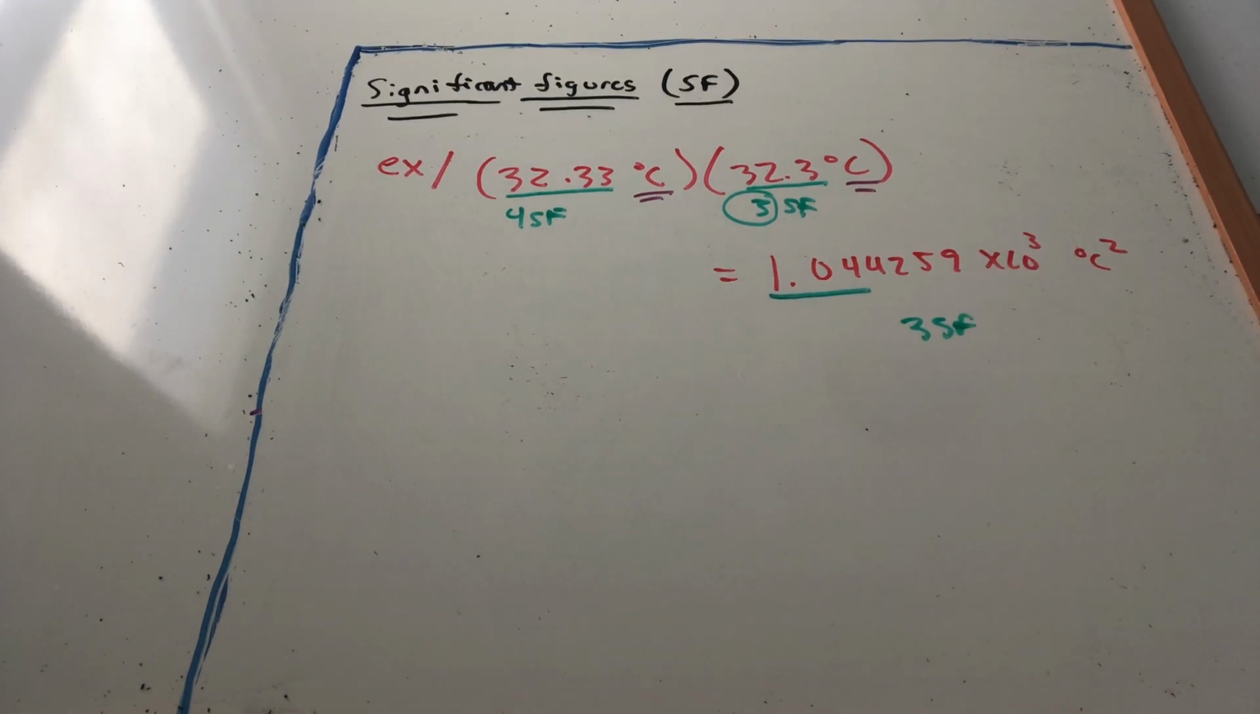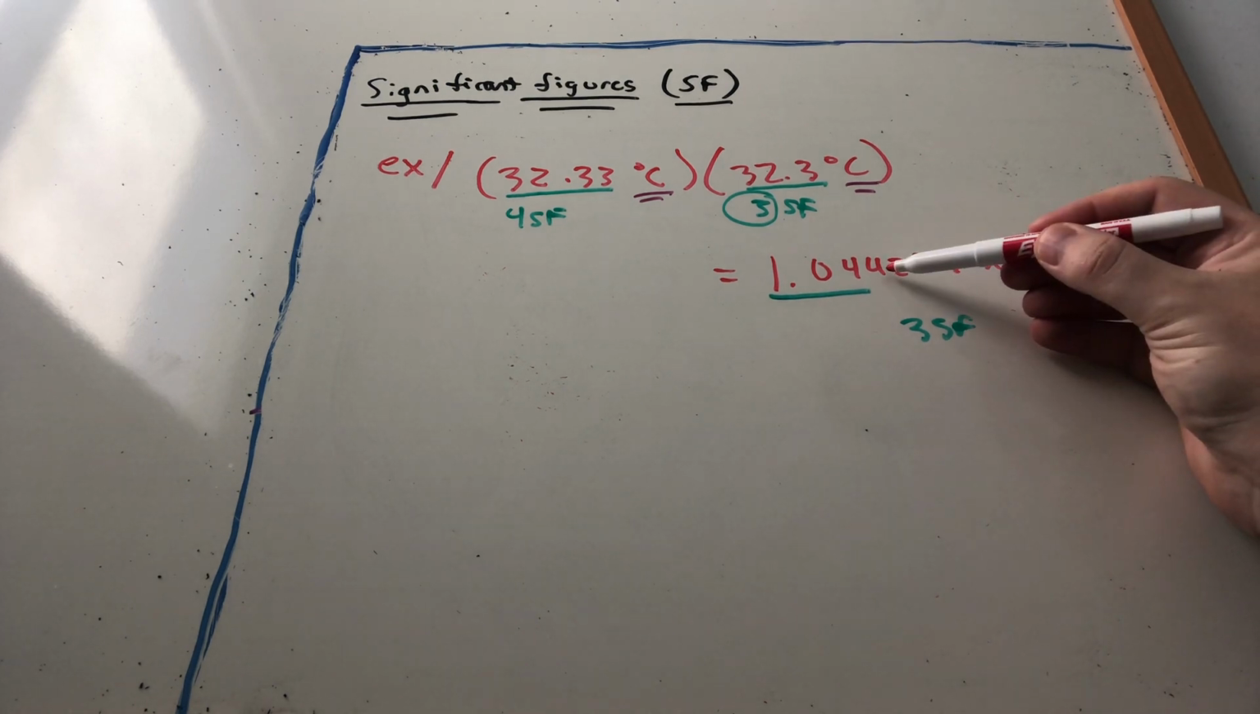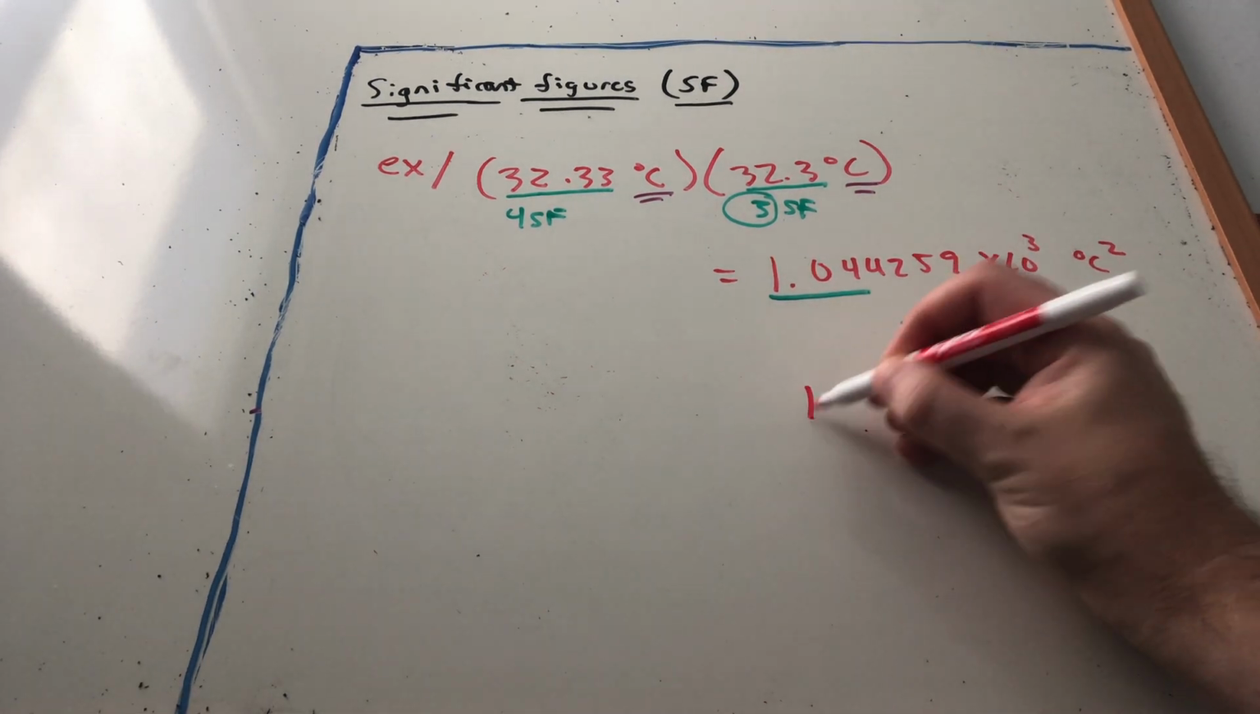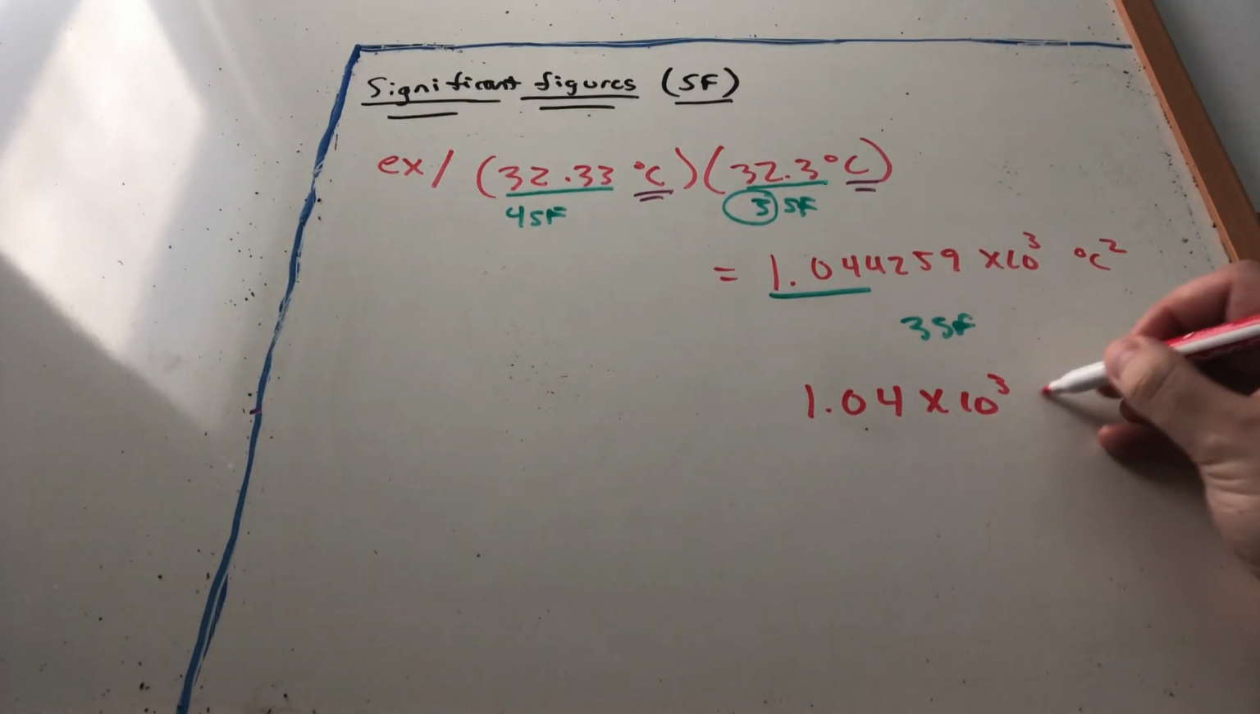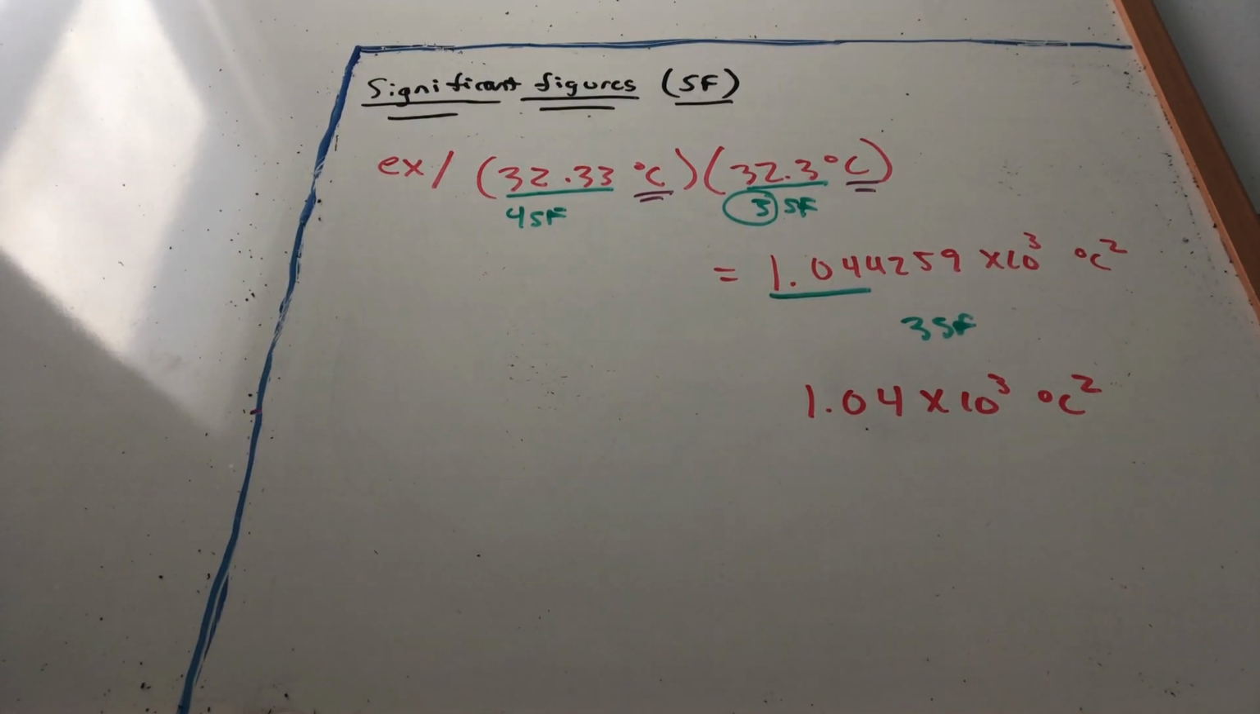So at the end of this problem, what I'm going to do is round again. I look here, there's a 4 here, so I'm not going to bump this up. My final answer is 1.4 times 10 to the third degrees Celsius squared.